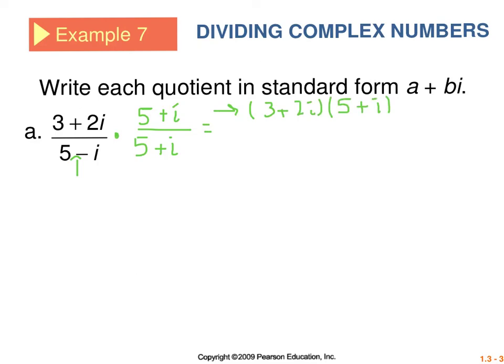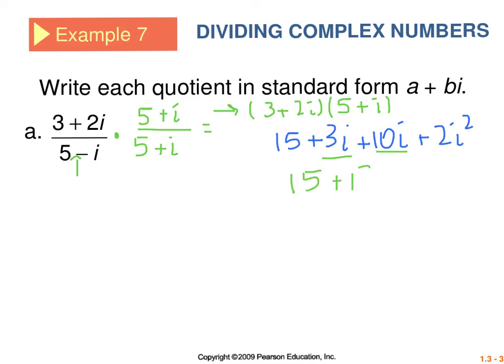Alright, so simplifying just the numerators, 3 times 5 is 15. 3 times i is 3i. Then taking the 2i, 2i times 5 is 10i. And 2i times i is 2i squared. And just as in the previous example, I'm going to collect like terms. So this makes 15 plus 13i. And I know that i squared is negative 1, and negative 1 times 2 is negative 2. Putting together the 15 and the negative 2, I get 13 plus 13i for my numerator.